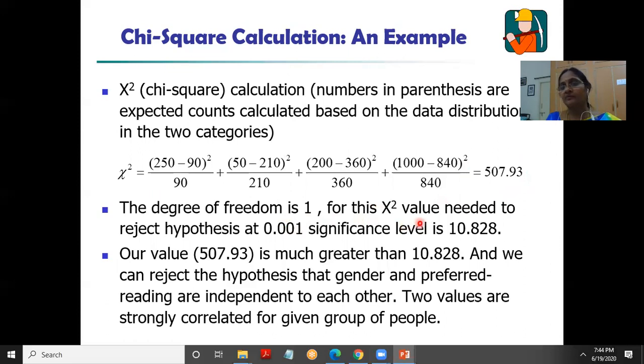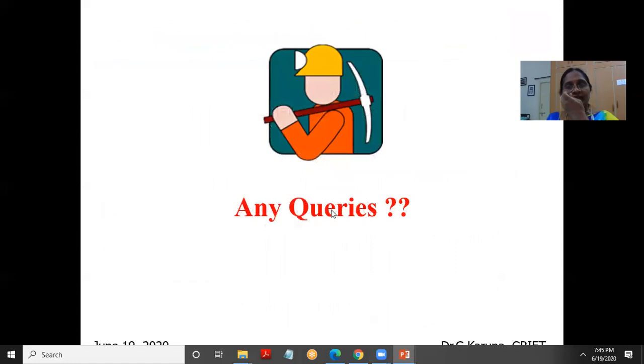For this degree of freedom, the chi-square value needed to reject the hypothesis at the 0.01 significance level is available in the chi-square table, which is 10.828. But our value is 507.93. So our value is much greater than 10.828, and we can reject the hypothesis that gender and preferred reading are independent of each other. Those two are not the same. The two values are strongly correlated for a given group of people. So this is the chi-square test example.